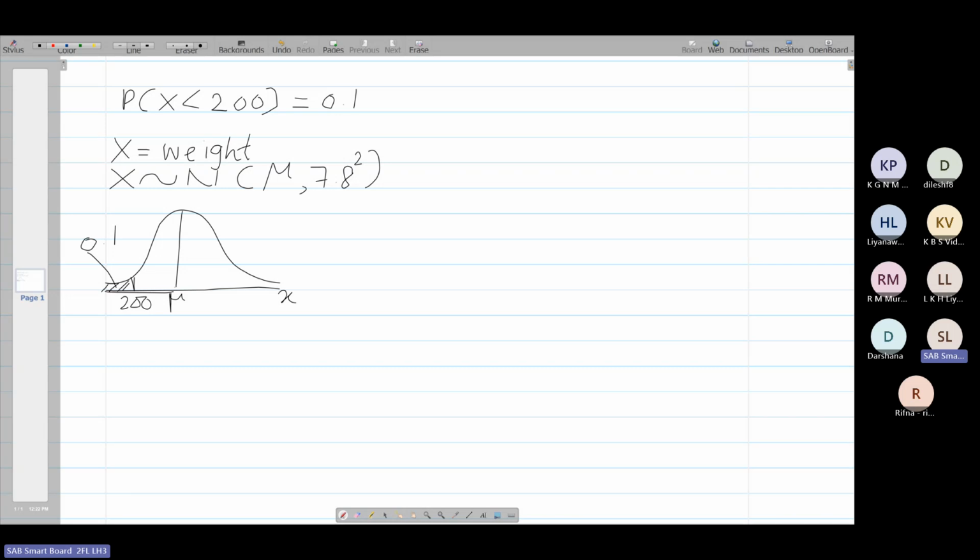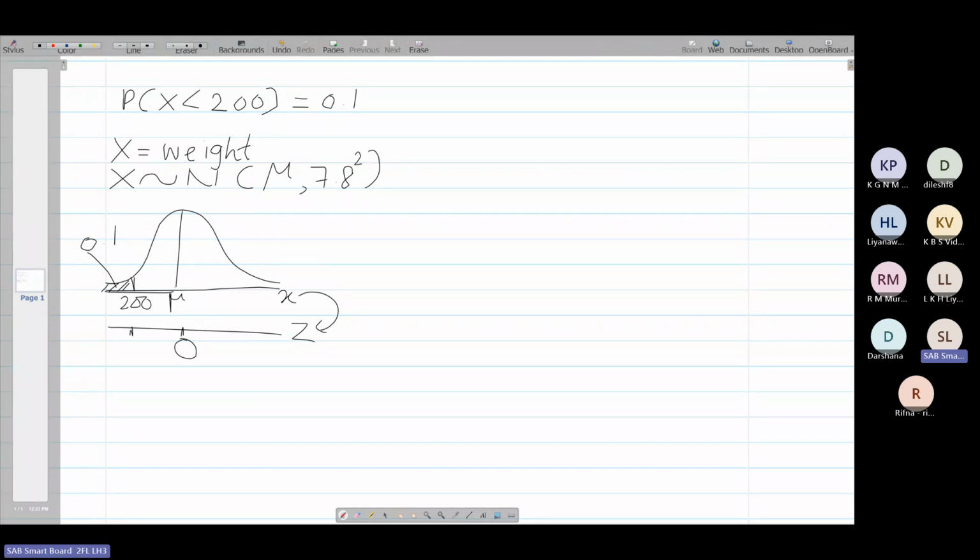Okay. Then we need to get the Z line. It means we cannot calculate the probability value using this X value. Therefore, we convert this X value to Z. It means we standardize it. Okay, then this is the normal curve. Then we standardize it. It means the standard normal distribution. Then we convert to the Z value. In the Z curve, the mu value is always 0. Then we need to find out what the Z value of 200 is.